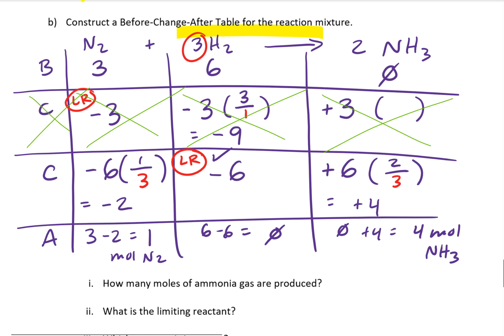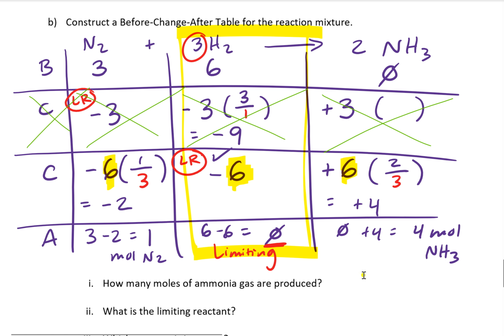So again, highlight that limiting column. A few things to note. The limiting reactant is the 0 at the end of the reaction. Its coefficient of 3 gets copied to the denominator of all the mole ratio fractions. And its used value of 6 is copied to all the other change values.